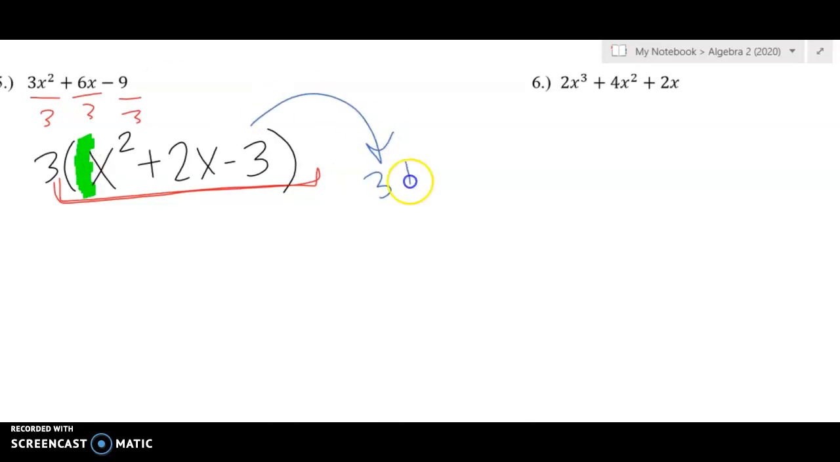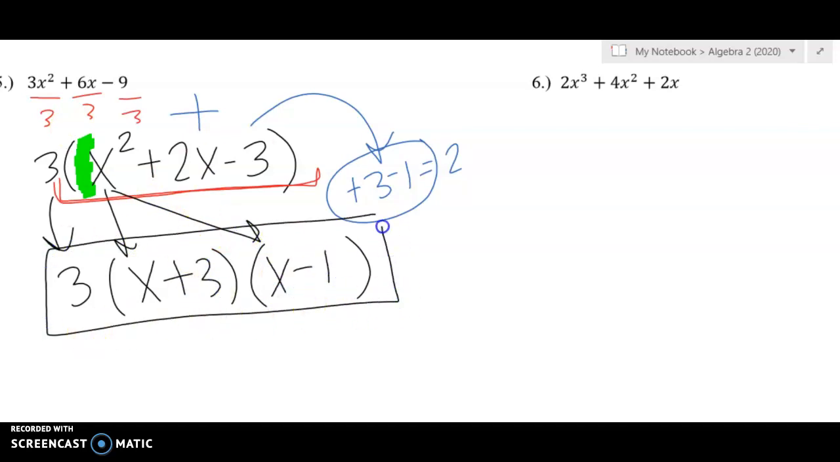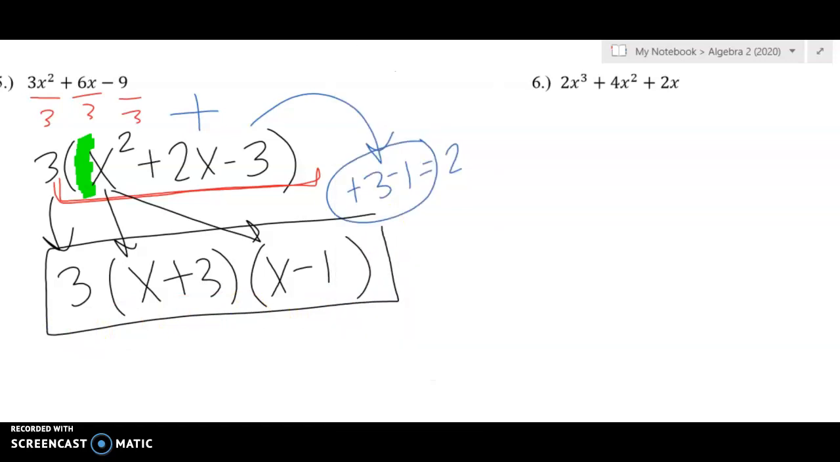So it multiplies to 3 and adds to 2x. Let's see, the 3 would have to be positive, the 1 would have to be negative. That would get me what I want. I need to take this 3 in the front and make sure I don't forget about it. So I drop down, x squared is x and x. I need a positive 3 and I need a negative 1. And the reason this one's easier is, again, where I highlighted green, there's just a 1 there.